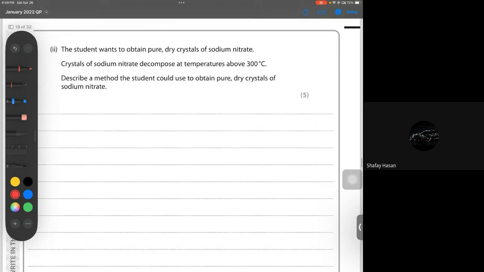So, what do you think? I'm not going to write it. We are short of time, but I would be telling you the detail. First of all, just think about that. What should we use? What should we do for this question? How can we separate? How can we obtain pure crystals of sodium nitrate, that is the salt? And keep in mind that sodium nitrate is a soluble salt.